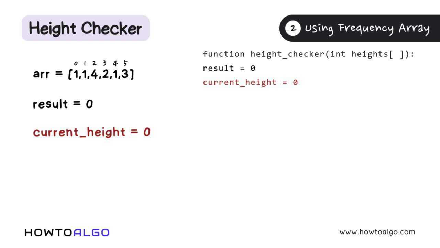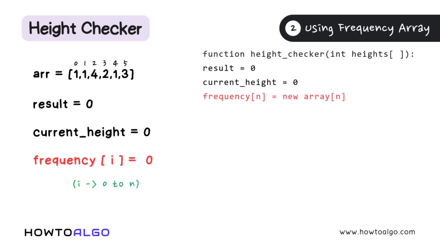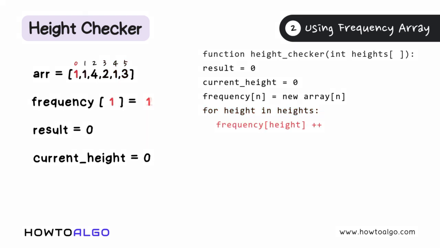Here, we create an array called frequency with n slots, n being the maximum number of elements the array can contain. It varies depending on the constraints given, in this case 5, and initialize all of them to 0. This array will be used to count how many elements there are of each height. We loop through each height in the array, and for each height, we increase the corresponding index in the frequency array by 1. This counts how many elements there are of each height.